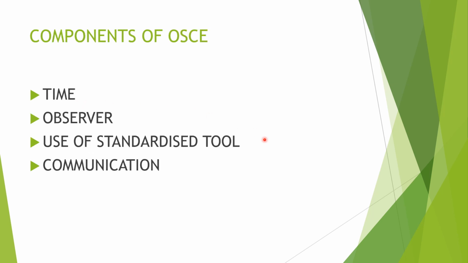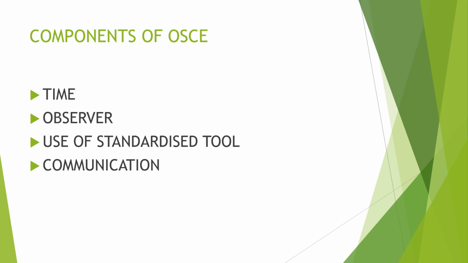Now let us see the components of OSCE. The first component is time. For example, if there are 10 stations, if possible, give the same time for all the stations. Otherwise, plan the time in such a way that all the students are able to complete all the stations.